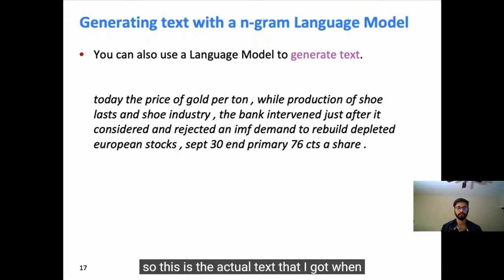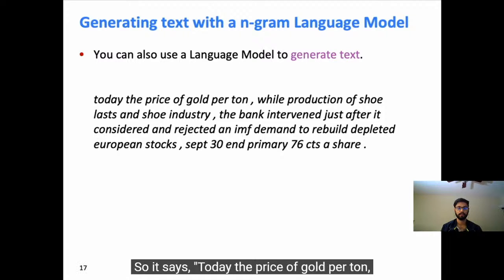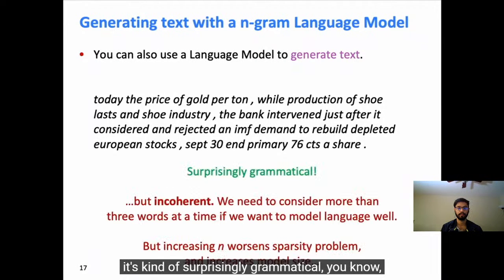If you do this for long enough, you will get a piece of text. This is the actual text that I got when I ran this generation process with this trigram language model. It says, "today the price of gold per ton, while production of shoe lasts and shoe industry, the bank intervened just after it considered and rejected an IMF demand to rebuild depleted European stocks, September 30th, end primary 76 counts a share." Okay, so what do we think about this text? Do we think it's good? Are we surprised? I would say that in some ways it is good. It's surprisingly grammatical. It mostly kind of parses. But you would definitely say that it doesn't really make any sense.